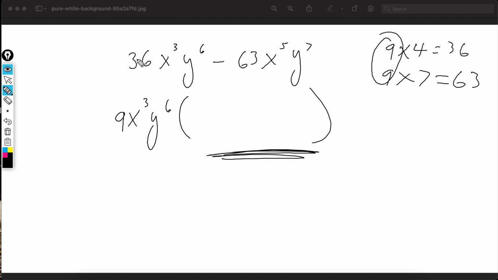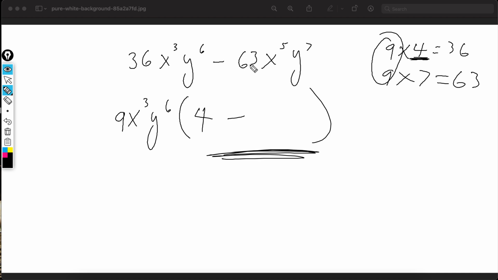9 times what gives us 36? 4. We have x to the third, x to the third. That becomes 0, so we don't write an x. Y to the 6, y to the 6. 6 minus 6 is 0, so we don't write a y. Now we write a minus, because that's a minus.